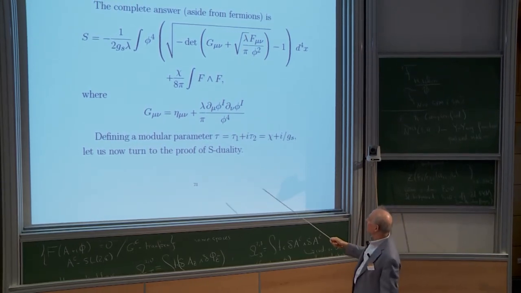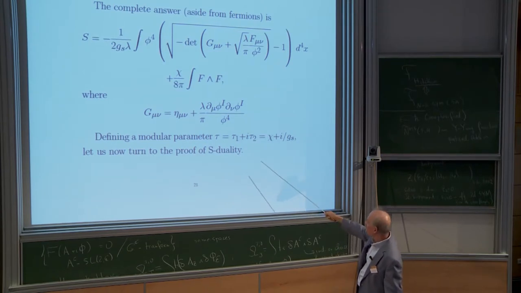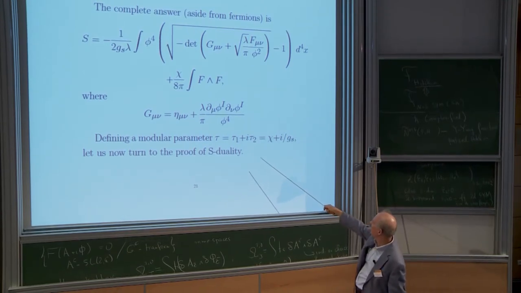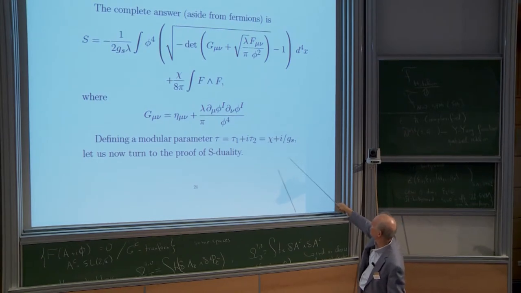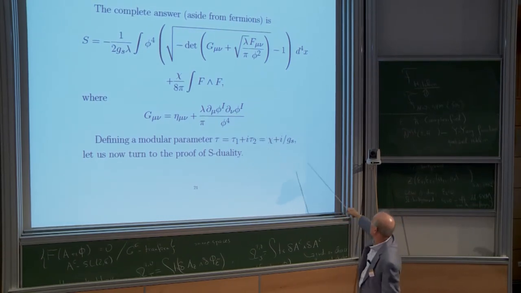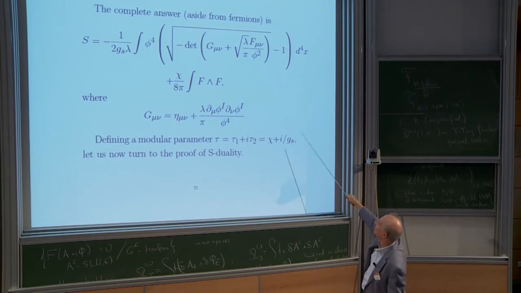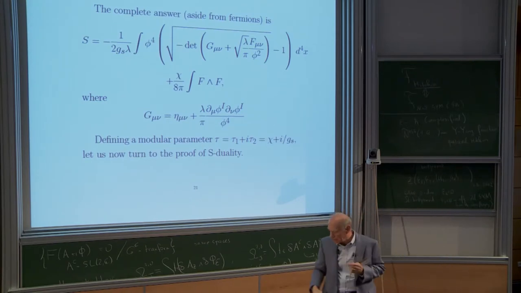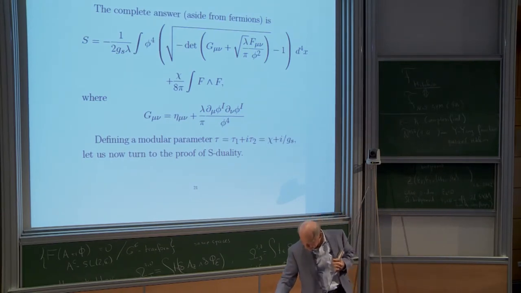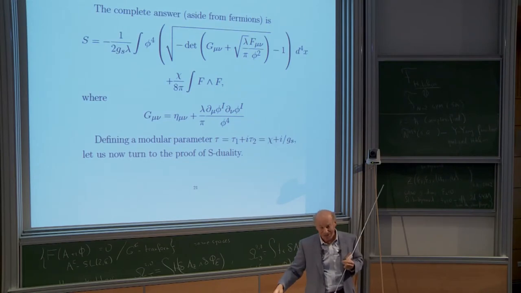So let me now turn to the issue of S duality. We introduce a modular parameter tau, which is tau 1 plus i tau 2. The real part, tau 1, is what I was calling chi up there. And tau 2 is 1 over g string, which appears both out front there and inside lambda. Because remember, lambda was g string times N. But I'm going to put N equal to 1 eventually.